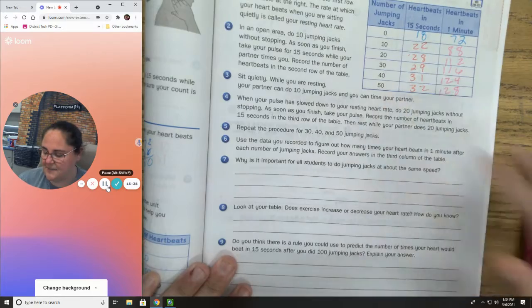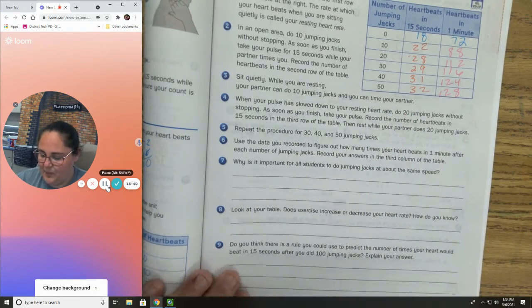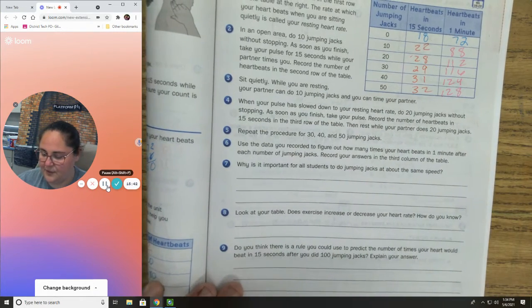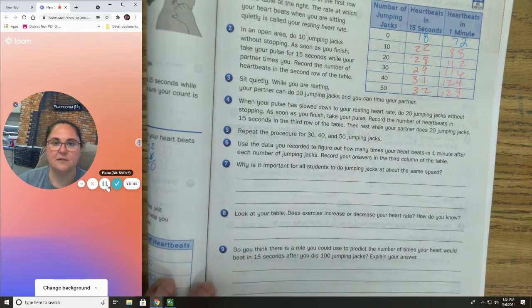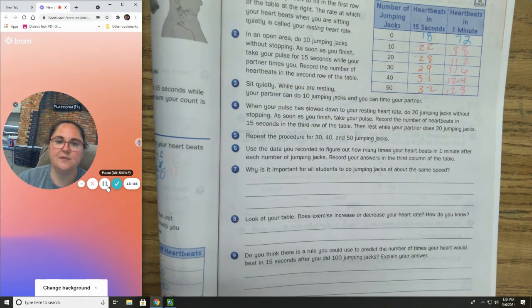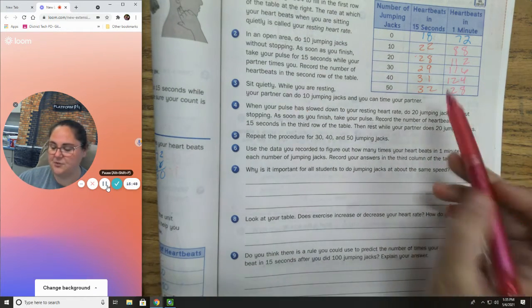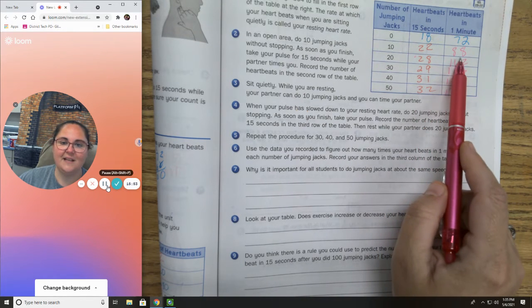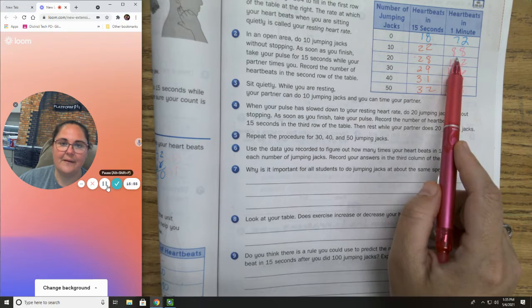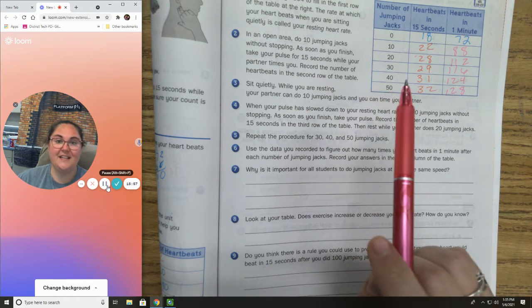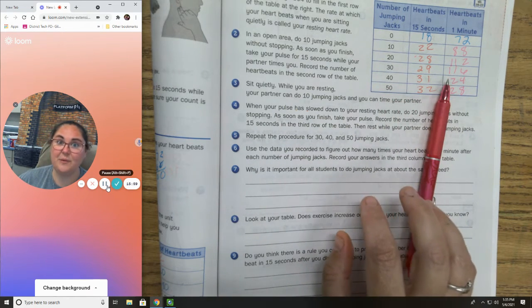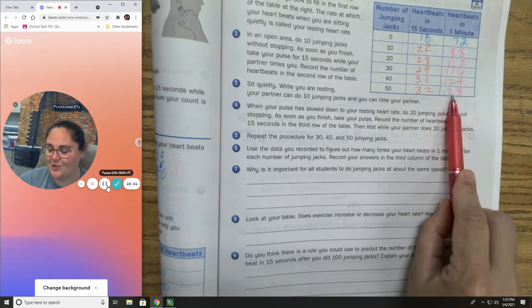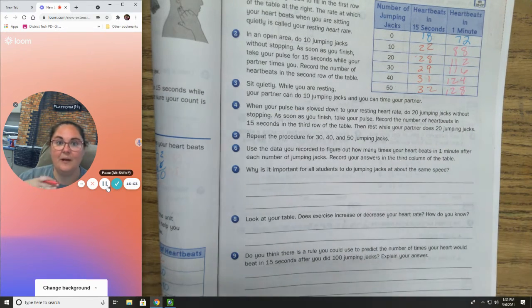All right, here we go. Now we have all of this data. Why is it important that you do the jumping jacks at about the same speed? Well, if I just did 10 jumping jacks at a time and then waited, my heart rate would always stay about 88 beats. But if I do 50 consistently, and he was jumping pretty quick, getting up to 128 beats, it's going to keep the heart rate pretty consistent as well, right?